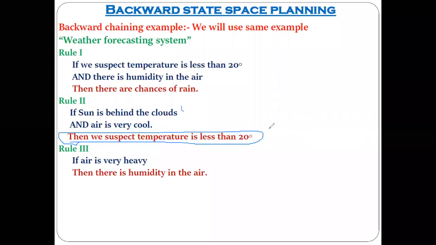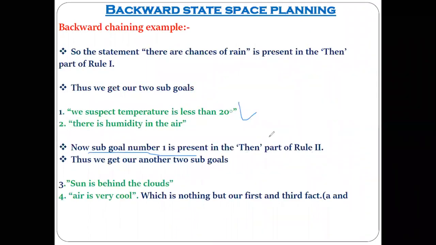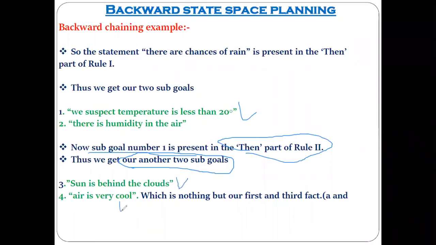So from that, we get the two facts. Remember this, same I have written here. So our sub-goal number one is matching with the then part of rule 2, and then we get our two sub-goals. These two we get: sun is behind the cloud, and air is very cool. We have got these two facts available now: sun is behind the cloud and air is very cool.